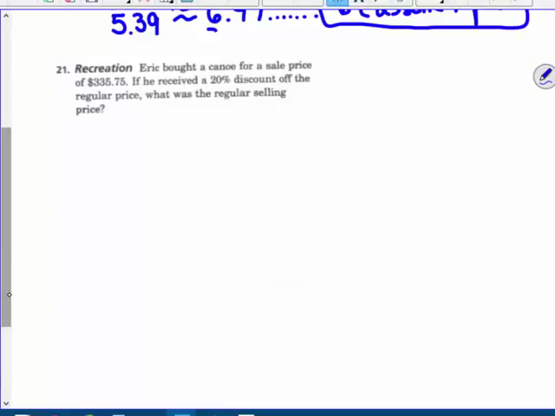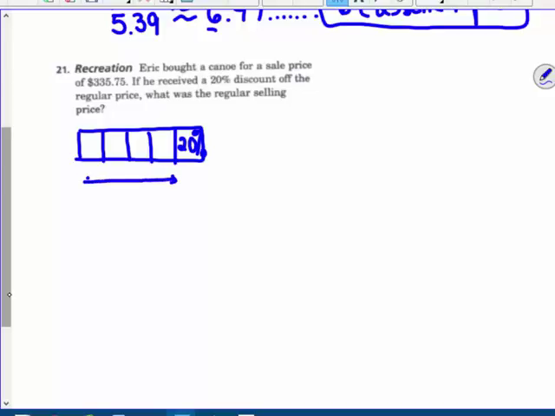The last one here. Eric bought a canoe for a sale price of $335.75. If he received a 20% discount off the regular price, what was the regular price? I'm going to bar model this one. 20% means a fifth of 100. So here's his 20% off. So he paid the original price. I don't know. So I don't know how much it was altogether. But I know for 80% the canoe was 80%.